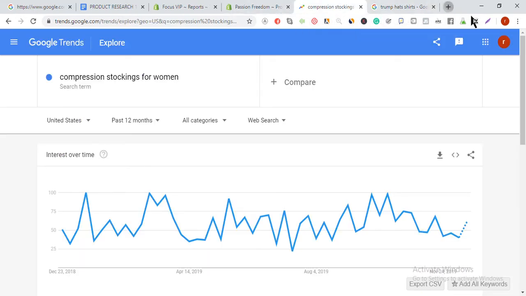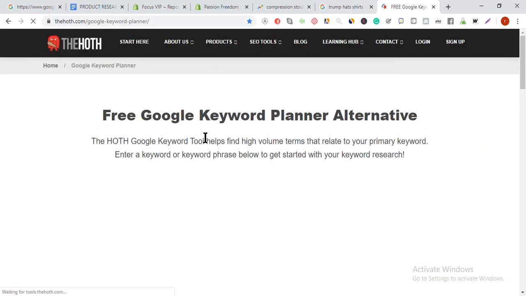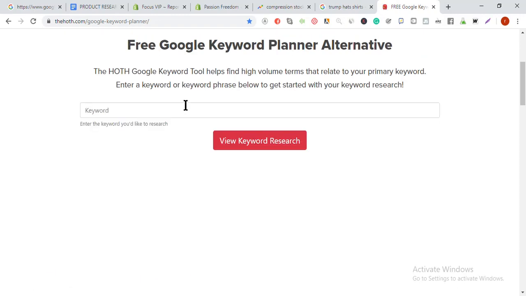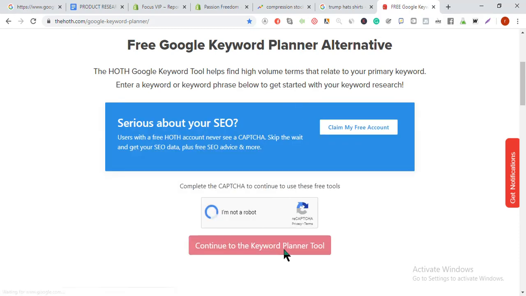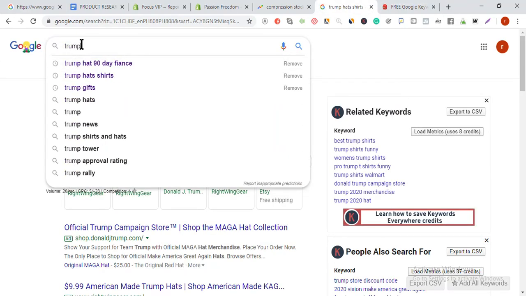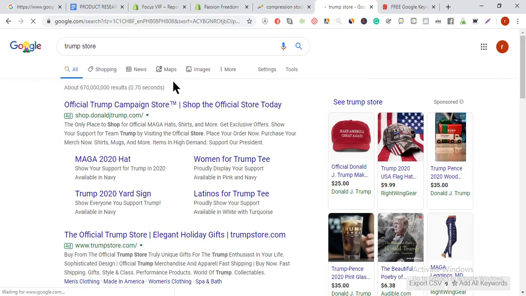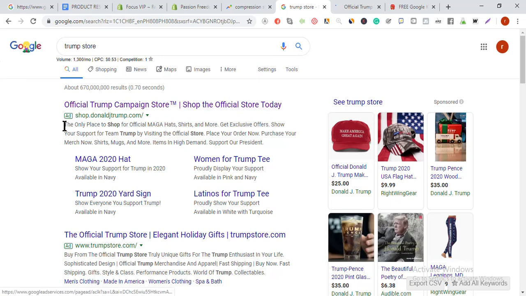Too low. Okay, let's find this one. Scroll down. Or let's just say Trump store, right? To get the specific store that we want. So definitely, this store is the one who bids it first because they won the ad.